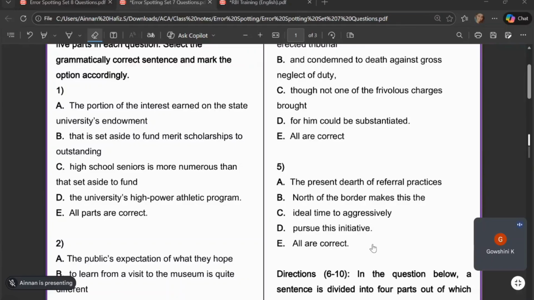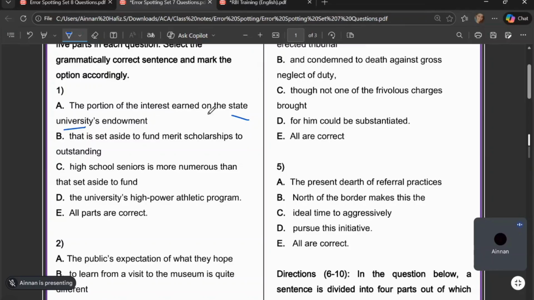Before, interest earned, it should be earned. The portion of interest earned on the state. No, dear. It wouldn't be, because they're telling you that the portion of interest belongs to the state university. They're being specific, right? They're telling you very specifically it's the state university. So when they're telling you specifically, what article do we use? We use the article "the." Correct. So it's "the" here.